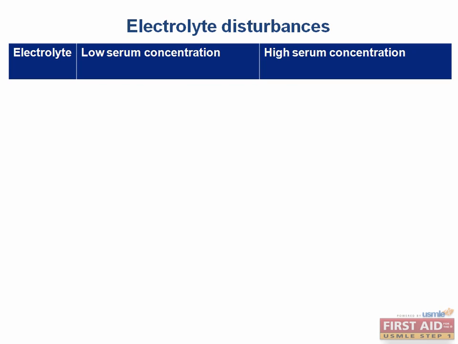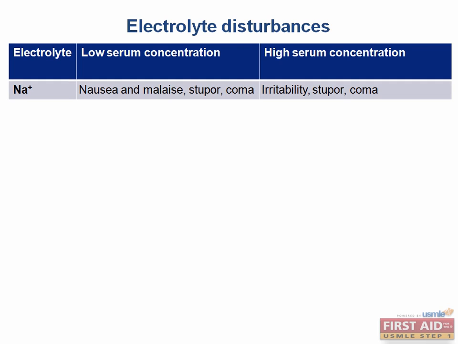Now let's look at the effects of disturbances in the concentration of potassium as well as other electrolytes. Let's start with sodium. The role of sodium in neurons is critical for depolarization and action potentials, so it makes sense that if you have low sodium, you'll have problems generating action potentials, and this could manifest as a number of neurologic problems including stupor and malaise. So what would high concentrations of sodium cause? Well, this may cause an overexcitation of neurons, causing irritability and delirium.